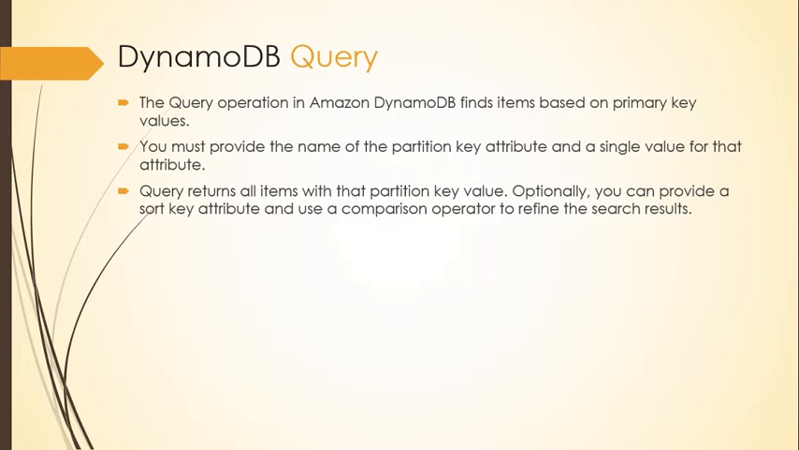Optionally, you can provide a sort key attribute and use a comparison operator to refine the search result. So partition key is a must. You can optionally provide the sort key attribute as well, with the comparison operator. For partition key, it is only equals to, and you can provide only a single value. But for sort key, you can use any comparison operator, and it is optional. Whatever records match those partition and sort keys, you will retrieve all that data.